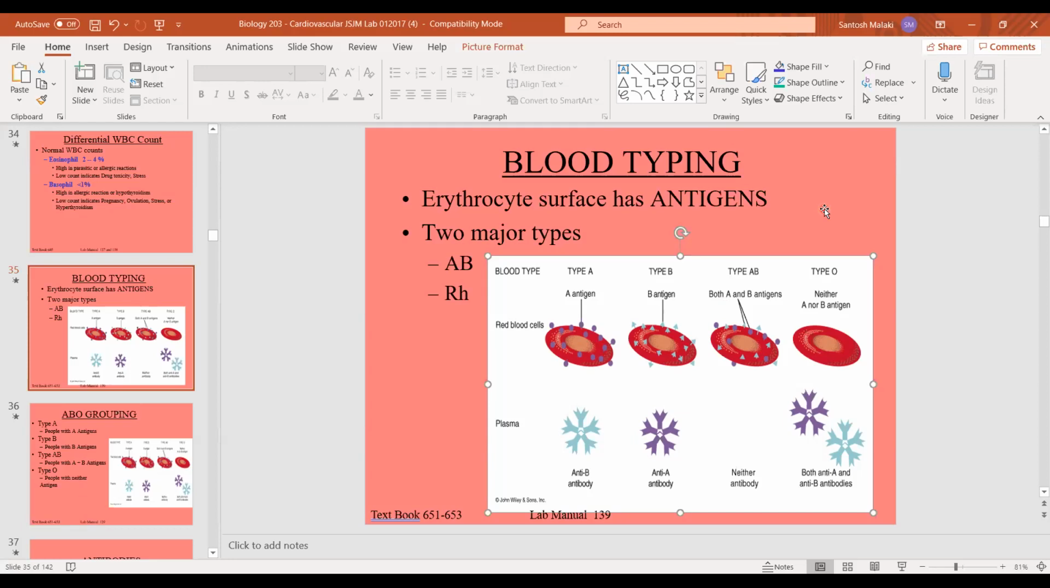Next, the second part of blood typing is the presence of protein in plasma. We refer to them as antibodies.